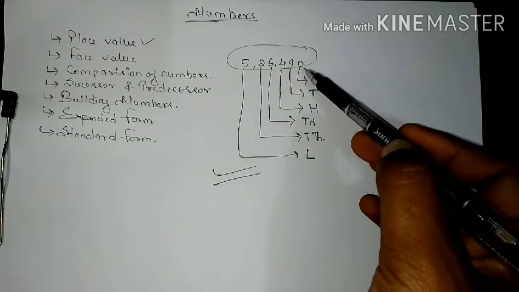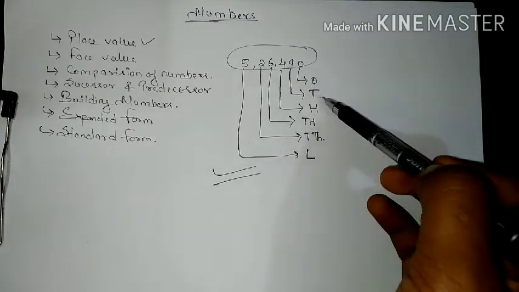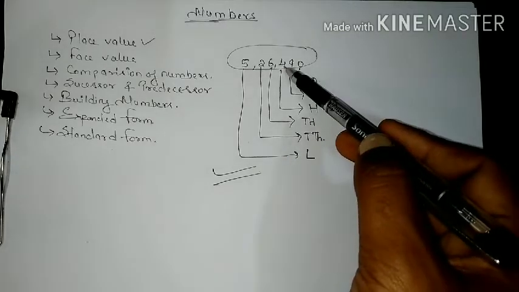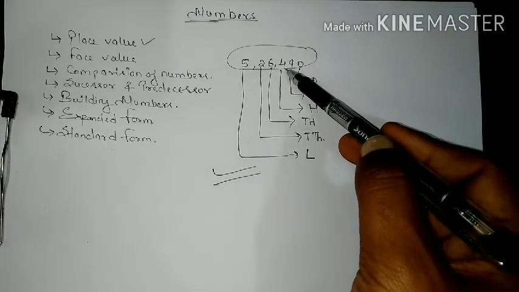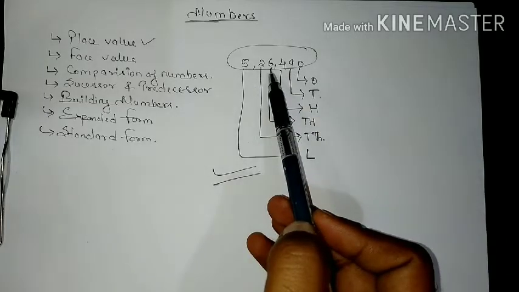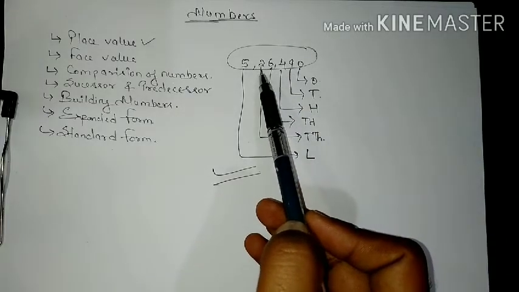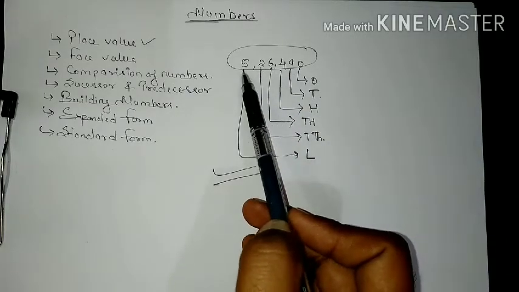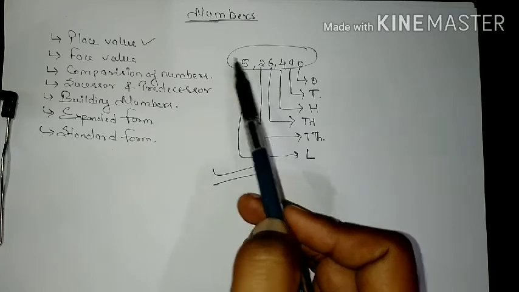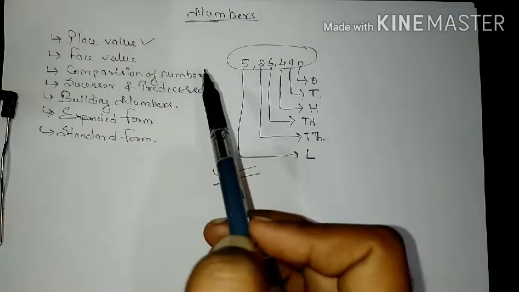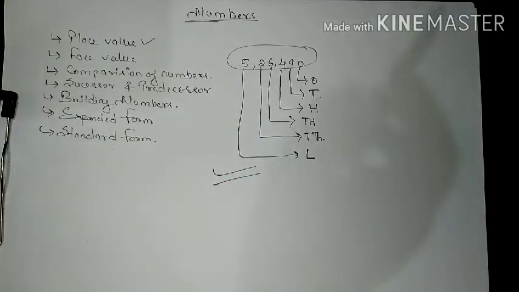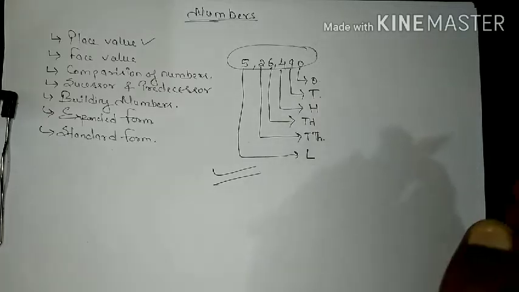Like 0 is at 1's place, 9 is at 10's place, 4 is at 100 place, 6 is at 1000 place, 2 is at 10,000 place, 5 is at lakh place, and so on. It goes on, lakh, 10 lakh, crore, and so on. Okay students, so this is how the place value of a number is determined.